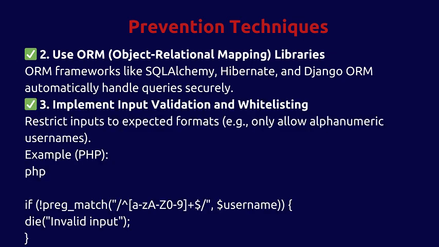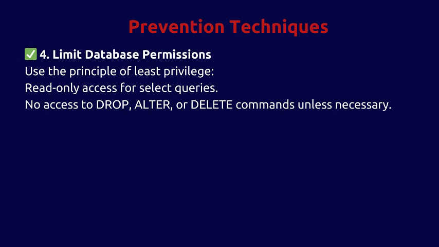Number 3, implement input validation and whitelisting. This restricts inputs to expected formats, e.g., only allowed alphanumeric usernames. An example is these lines of code below. Number 4, limit database permissions. Use the principle of least privilege. Read-only access to select queries. No access to drop, alter, or delete commands unless necessary.